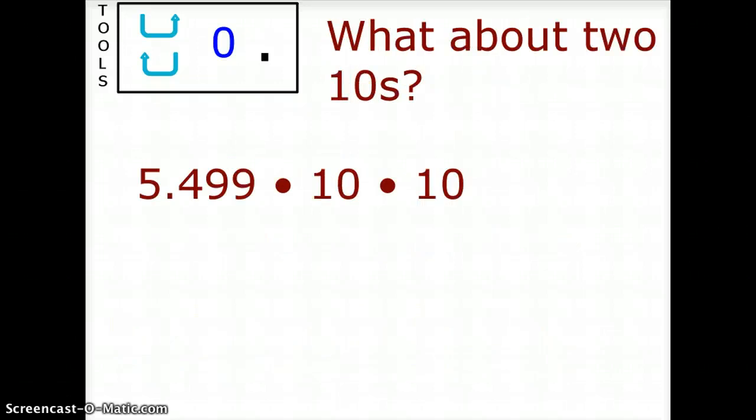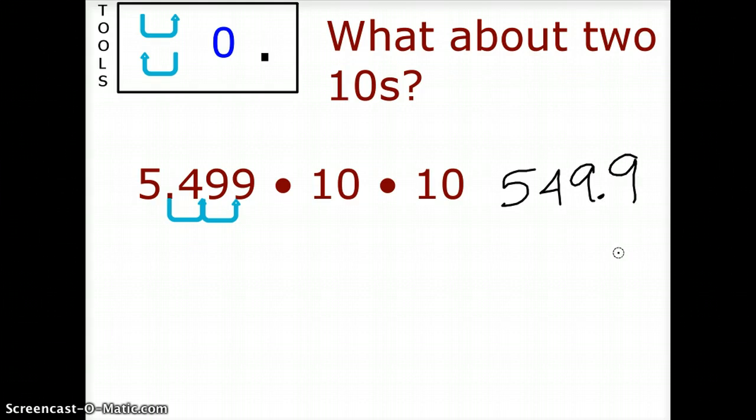What about if we have 2 10s? Now I can move the decimal over one place for the first 10 and move it over one place for the second 10. That would give me a final answer of 549 and 9 tenths.